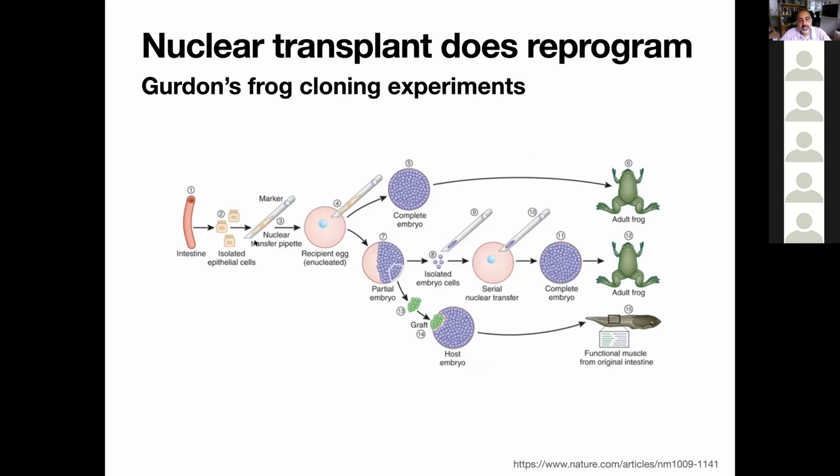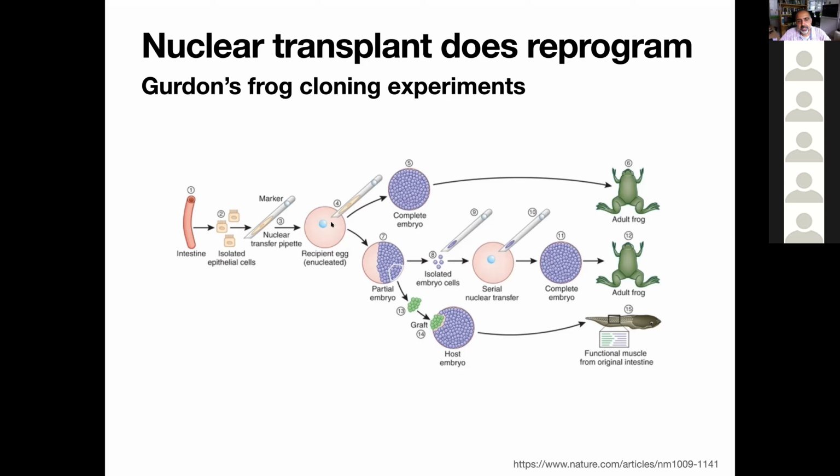isolate its epithelial cells, and then suck out one of its nuclei. He put this nucleus in a recipient egg where he had already removed the nucleus, and what he found was that a complete embryo could be formed. He knew that it was an embryo from the donor nucleus, because this intestine had come from an albino frog, and the recipient egg was a normally pigmented frog. And when these embryos developed, the result was completely albino.